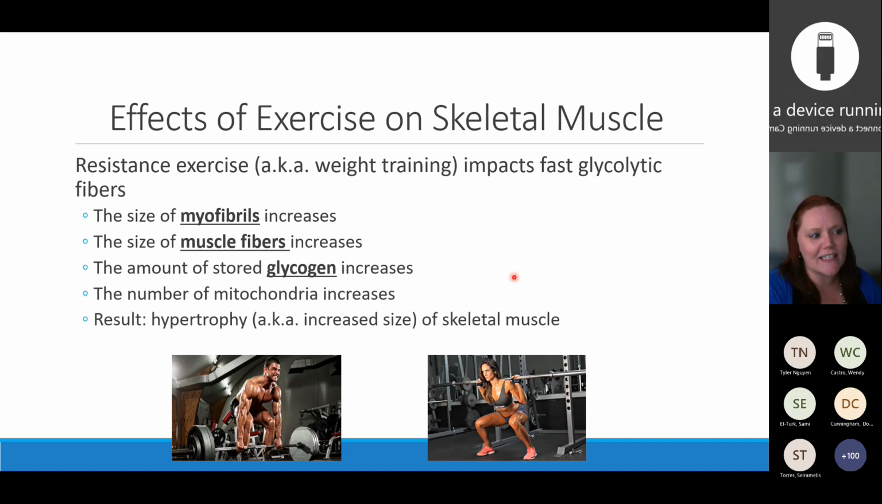With enough weight training, we might start to even build some mitochondria inside these muscle fibers. But overall, what we're going to see is this growth in their size primarily. So weight training increases the size of muscles, whereas aerobic exercises, endurance training, increases the blood supply, the oxygen, those kinds of things.